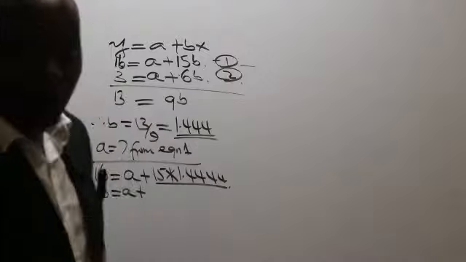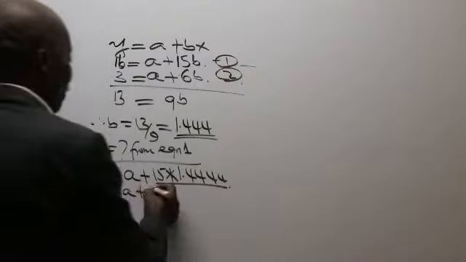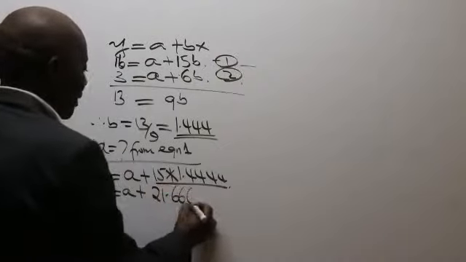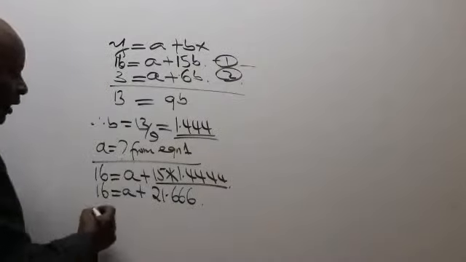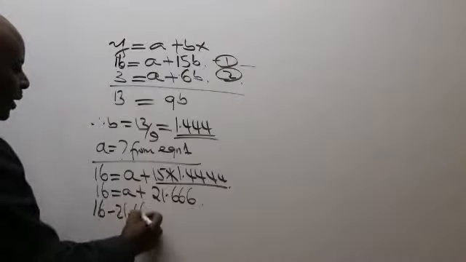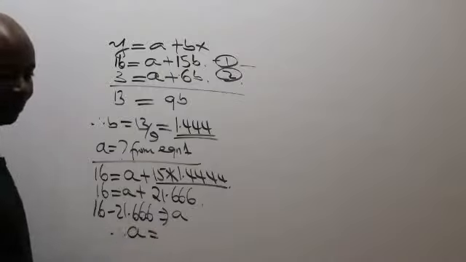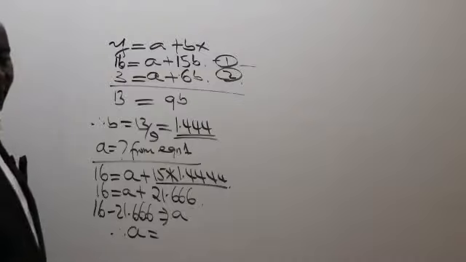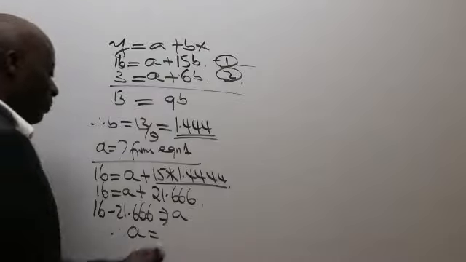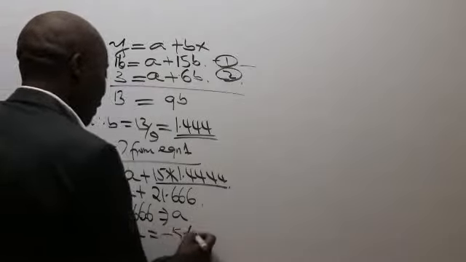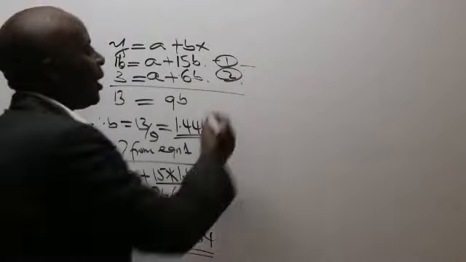15 times 1.444 will give us what figure, somebody? 21.6666. Thank you very much. And of course, then I'll have to take this to the other side, which will be negative. So it will be 16 minus 21.6666, which will be equal to a. Therefore, a will be minus something. Minus 5.664.